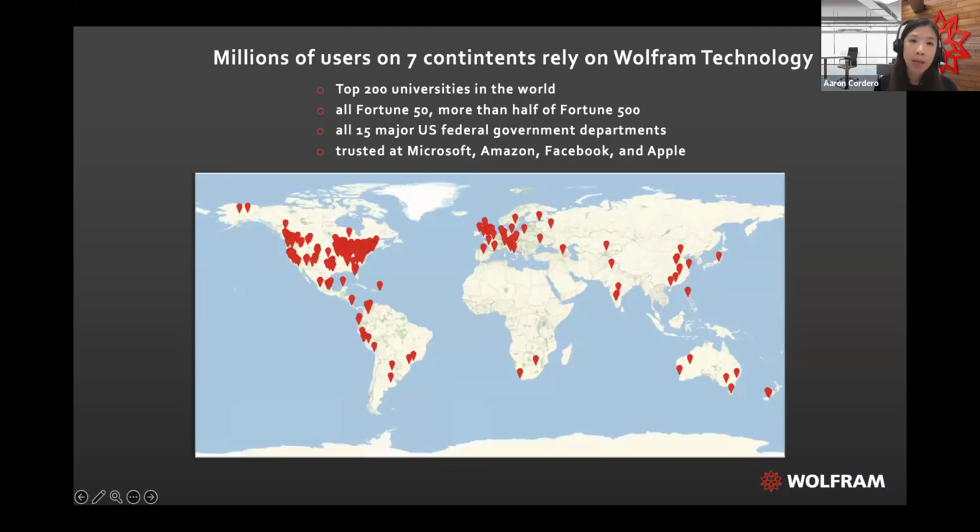All of the top 200 universities in the world, 100% of them, have unlimited subscriptions to Wolfram Mathematica. These are also widely used by all the Fortune 50 companies, government departments, and companies like Microsoft, Amazon, Facebook, and Apple. They use this extensively for data analysis and computation, modeling, predictions, and so on.